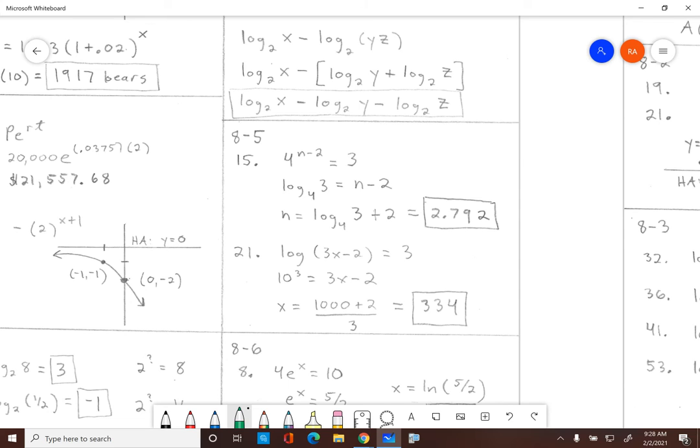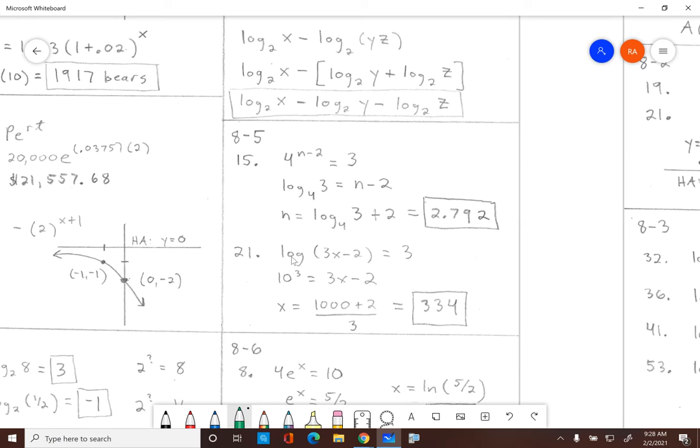8-5, now we're solving some equations. I'm going to solve this exponential equation here. Well, my variable's in an exponent, so I'm going to rewrite this in log form because the log is equal to the exponent. So the base goes here, log base 4 of 3 equals the exponent, n minus 2. So if I just add the 2 to both sides, do some old school algebra, n is equal to log base 4 of 3 plus 2, which on a calculator is finished to this.